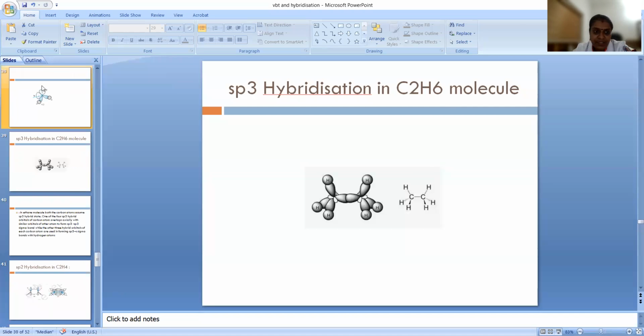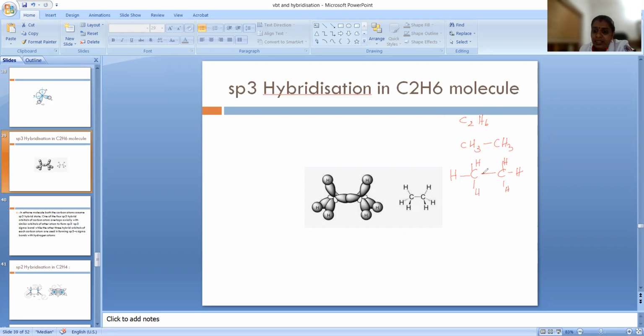Just understand how we will do the hybridization of C2H6. Okay, so I'm going to write it, how to write C2H6. We can simply write it as CH3-CH3. In the organic chapter, we will learn in detail how we are writing it like this. Understand all these bonds I am showing. Now let us see the hybridization here, how it will come.